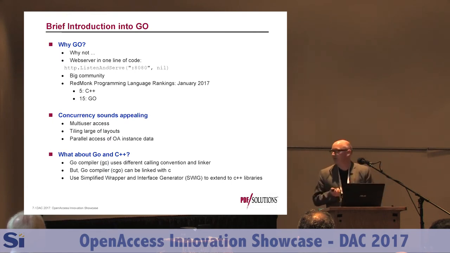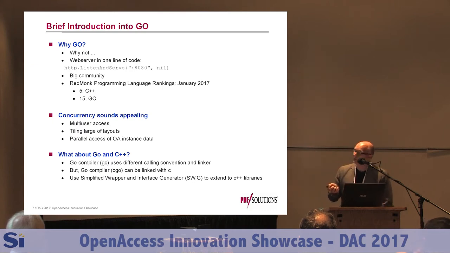Then I looked a little closer. What can we do with Go in terms of binding it to C++? It's not that simple. The gc compiler, which is the standard Go compiler, is apparently different. It has a different calling convention and linkers, so you cannot do anything with C++. But luckily, the Google guys also have a cgo tool, which can actually be linked with C. And if you then use SWIG, which is a simplified wrapper and interface generator, you can extend this to C++ libraries.